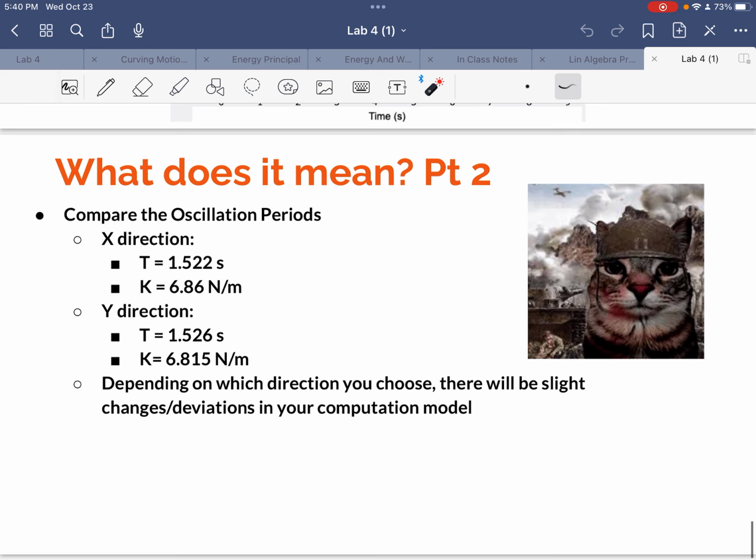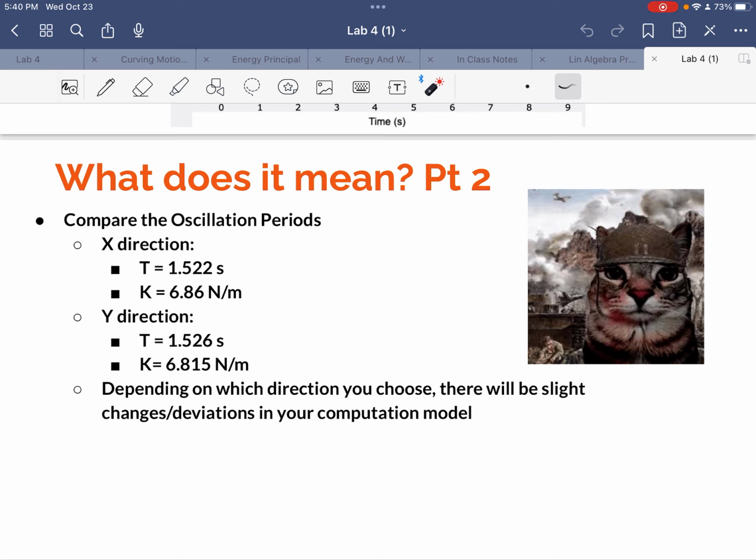And then for the very last slide, what does it mean? Compare the two oscillation periods. For this, I just repeated the same methods I used to calculate my T and K in the x direction, but instead I used the y direction this time. And as you can see, depending on which direction you choose, there will be slight deviations in the computational model. And this is yet another source of error in the experiment for the validity of the computational model.